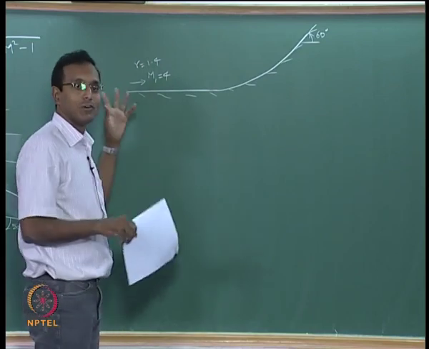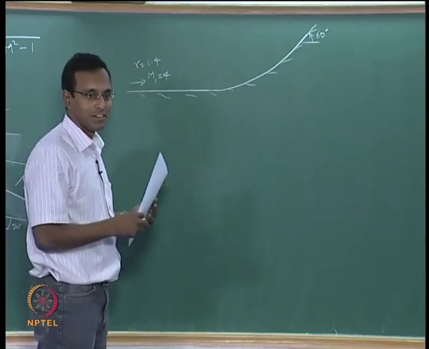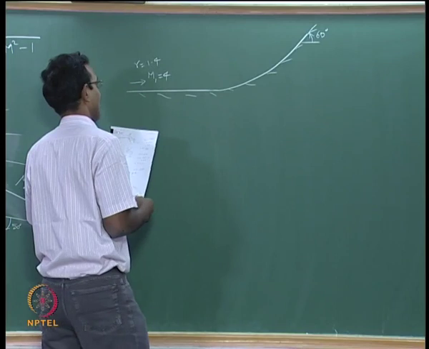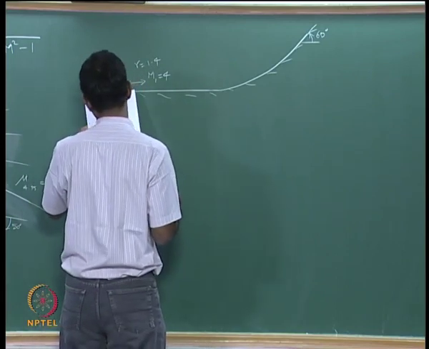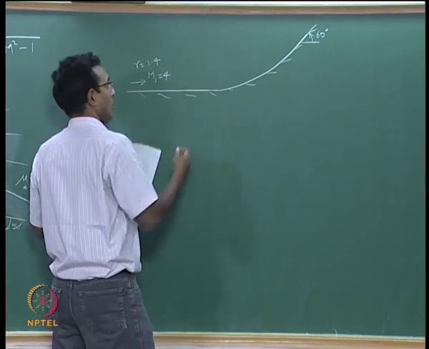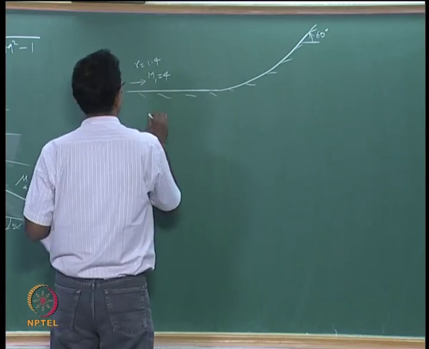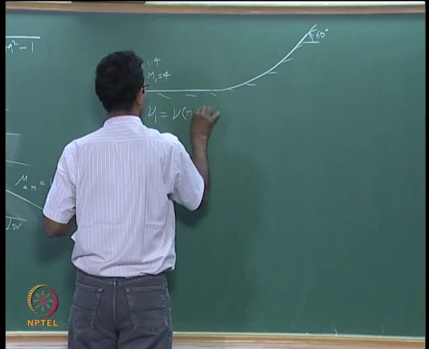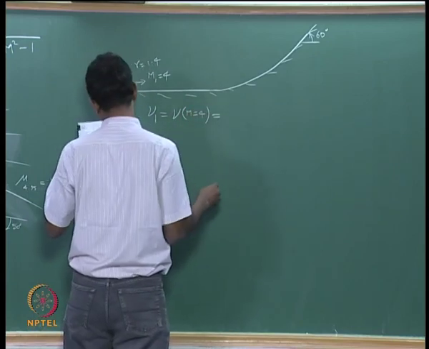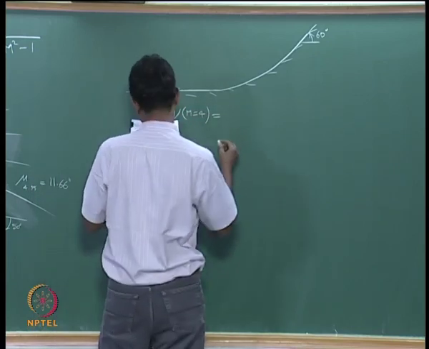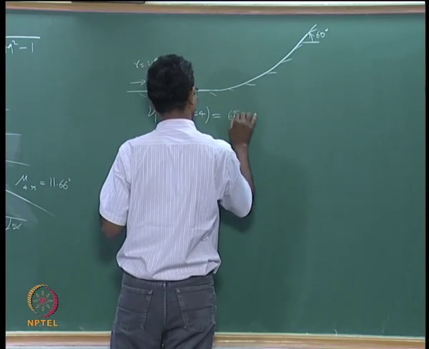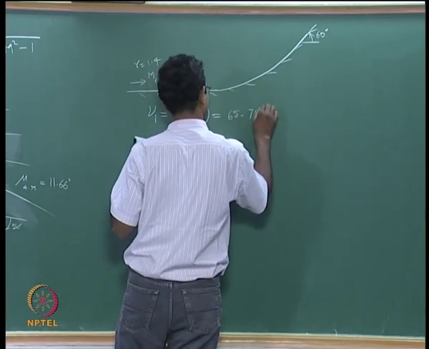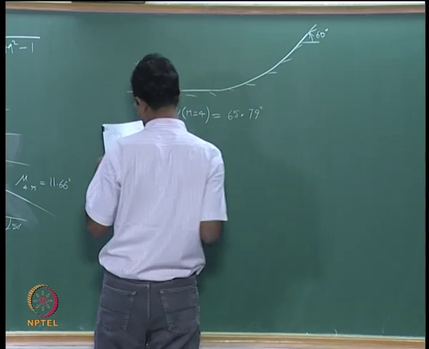We are not currently worried about finding the pressure and temperature. If needed we can do it, we will do it in some other example following this. Okay. How will I work on this problem? Exactly the same way. Nu1 will be nu at M equal to 4. This value you get from tables, that value happens to be 65.79 degrees.